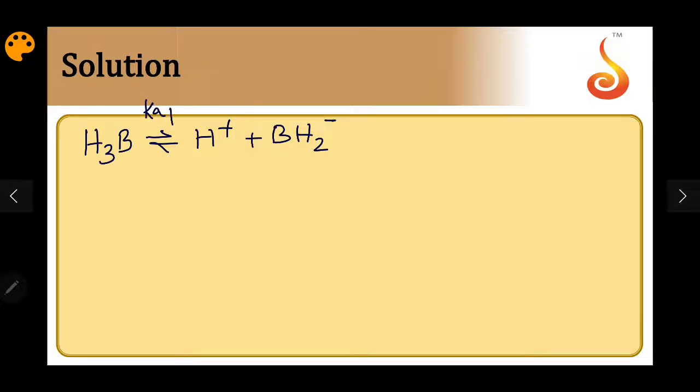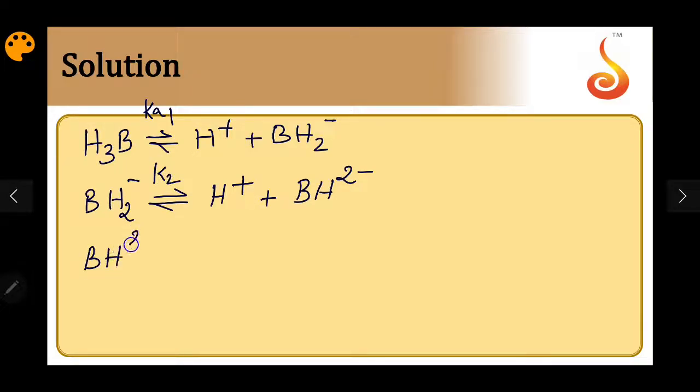Same way, BH2 minus gives rise to H plus and BH2 minus. This is K2. Then finally BH2 minus gives rise to H plus and B3 minus. This is K3. They're asking for Kb of BH2 minus.